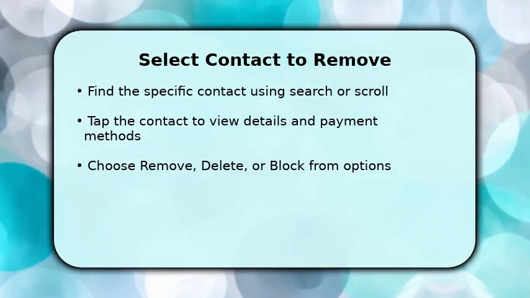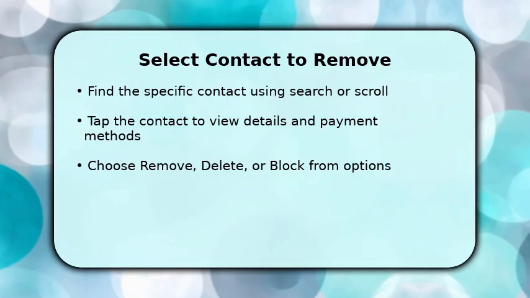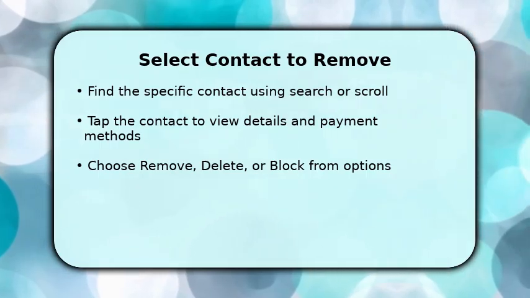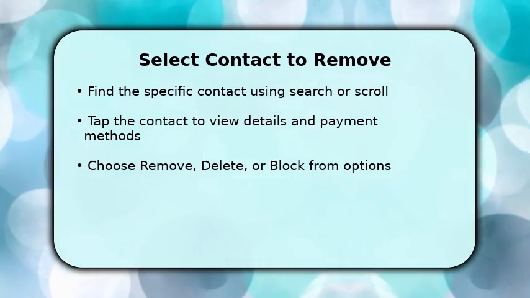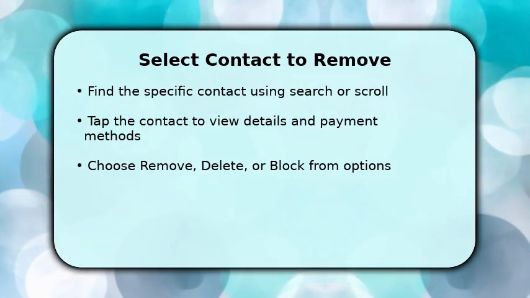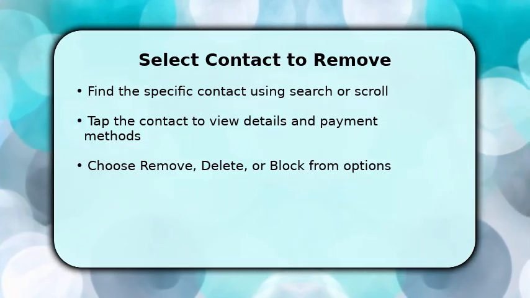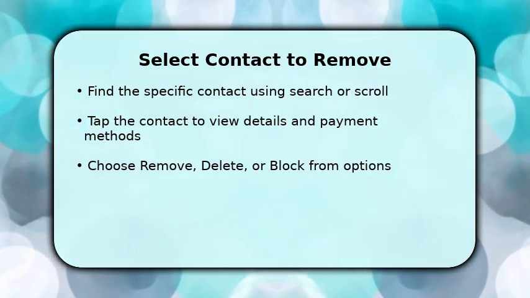Once visible, tap the Overflow menu or More options and select Remove, Delete, or Block depending on what Google Pay shows. This action severs their access and clears stored payment links. Be deliberate so you don't delete the wrong contact. If prompted, confirm to complete the removal.